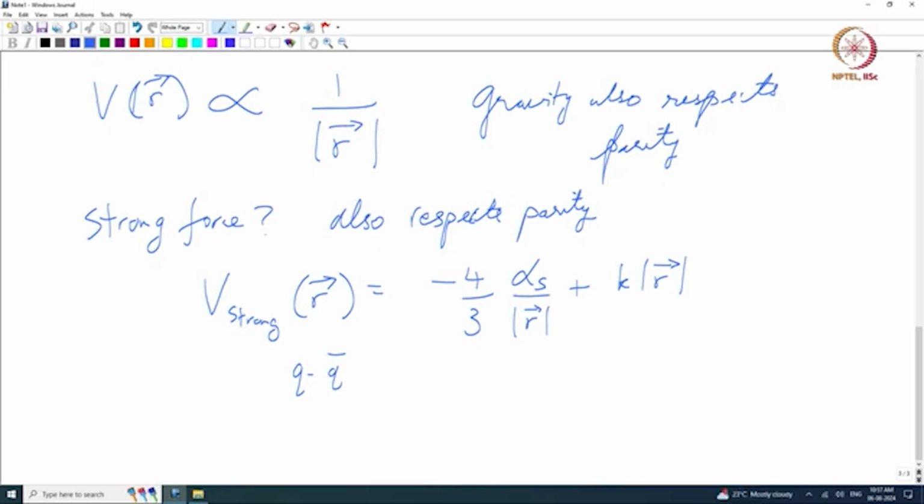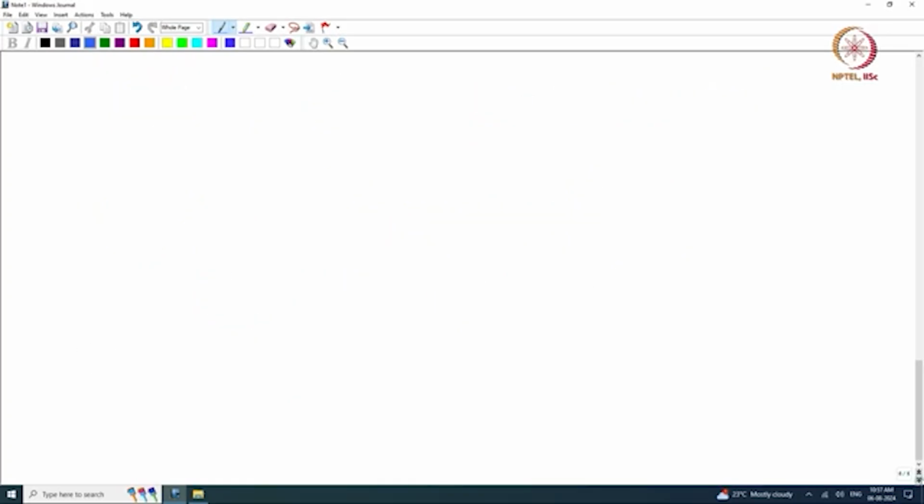All right, so let's inspect some more aspects of the operation of parity itself. Let me open a new page. We already had a glimpse at this when we operated parity on the electric field. It flipped sign. On the magnetic field it didn't flip sign, right? So obviously we can generalize this to all vectors, correct?